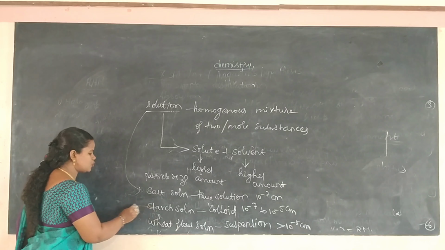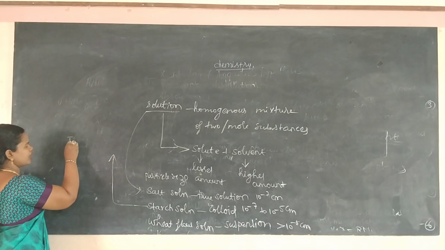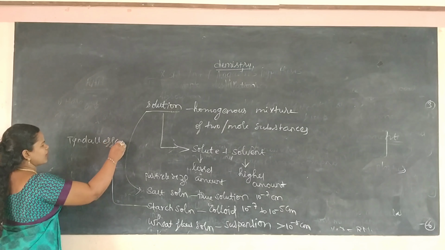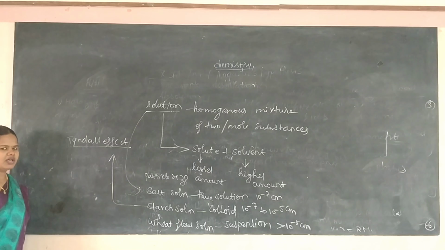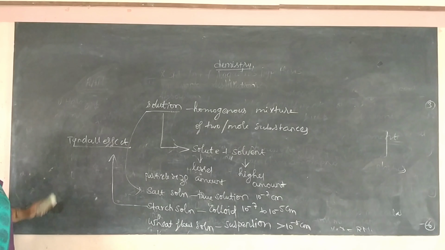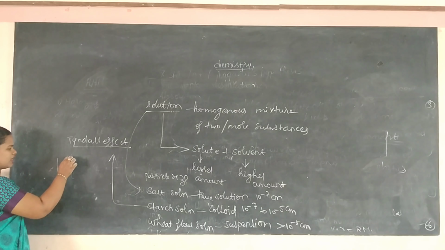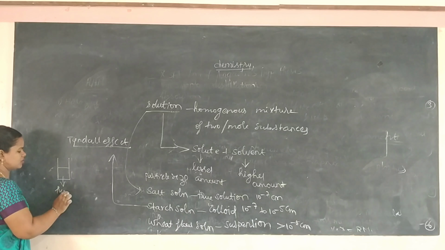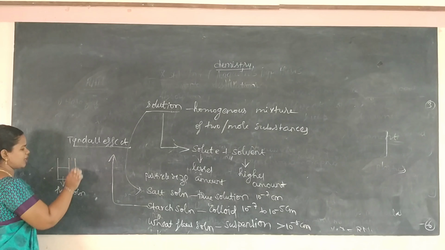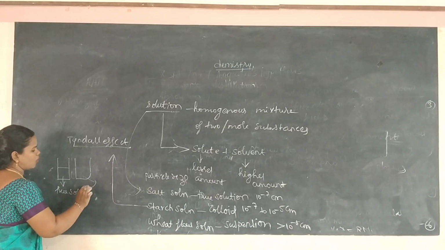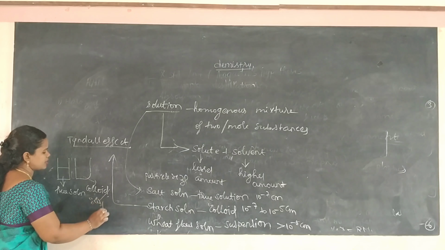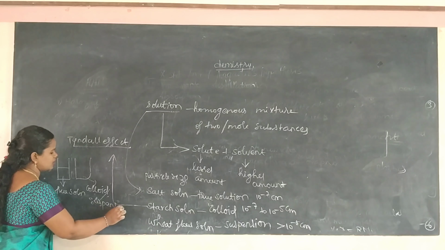And colloid has two important properties. That is Tyndall effect. Tyndall effect is nothing but scattering of light by the particles. It was discovered by Tyndall. Scattering of light by particles is known as Tyndall effect. You have two solutions: in one beaker a true solution, and in another beaker you take a colloid or suspension.